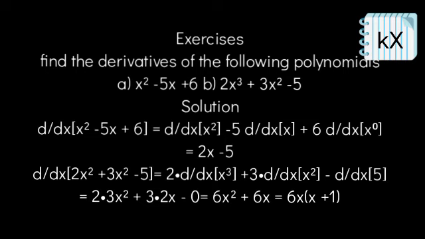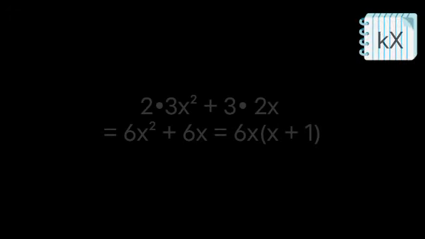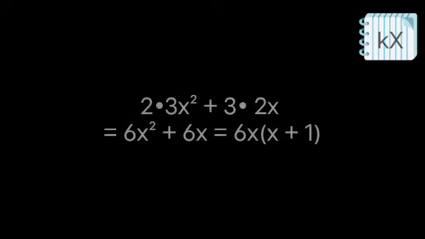Also for 2x cubed plus 3x squared minus 5, we have the derivative to be, using the constant multiple rule, we bring 2 out, we differentiate x cubed, and we have 2 times 3x squared, which gives us 6x squared. Also, using the constant multiple rule, we differentiate 3x squared to give us what? 3 times 2x, which gives us 6x. And then when we simplify that, it becomes 6x(x plus 1) as our derivative.